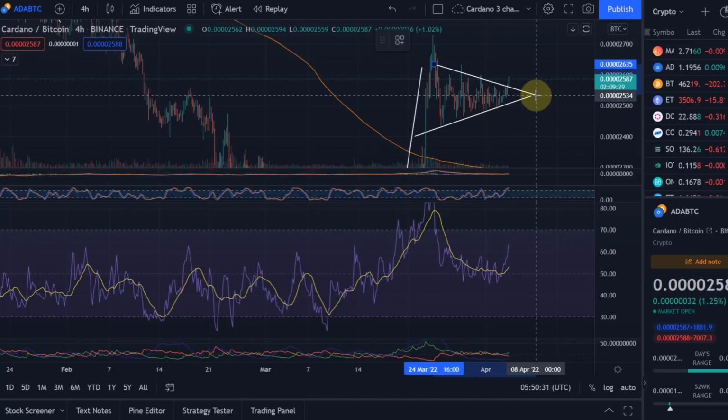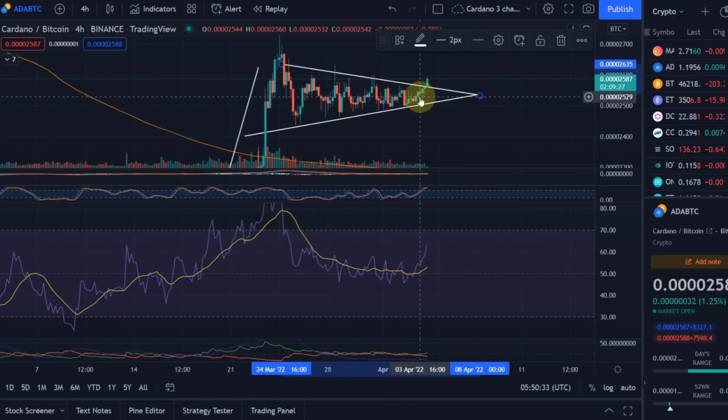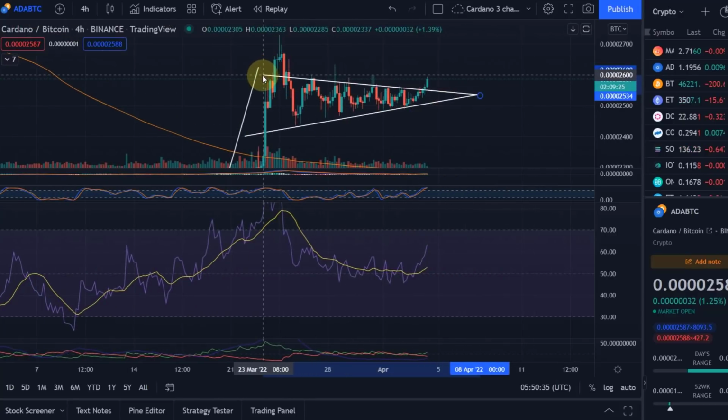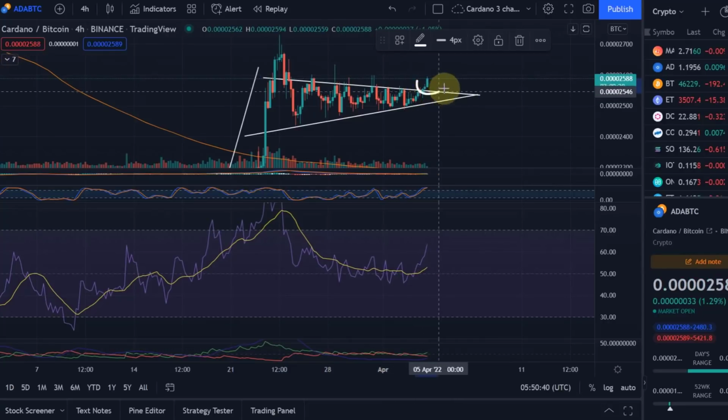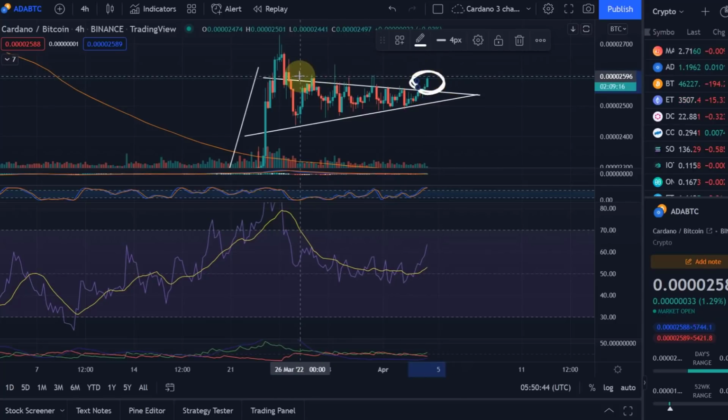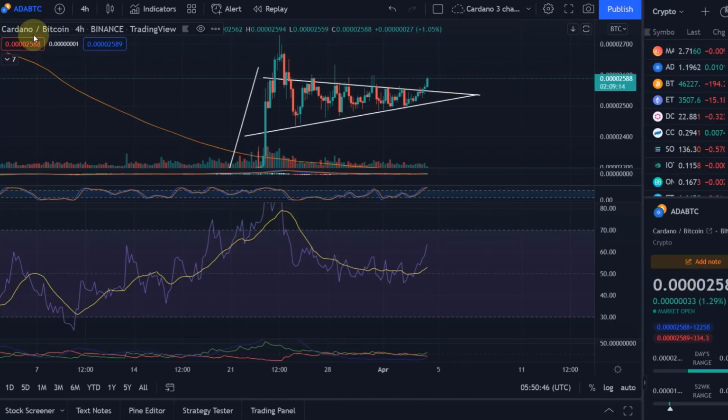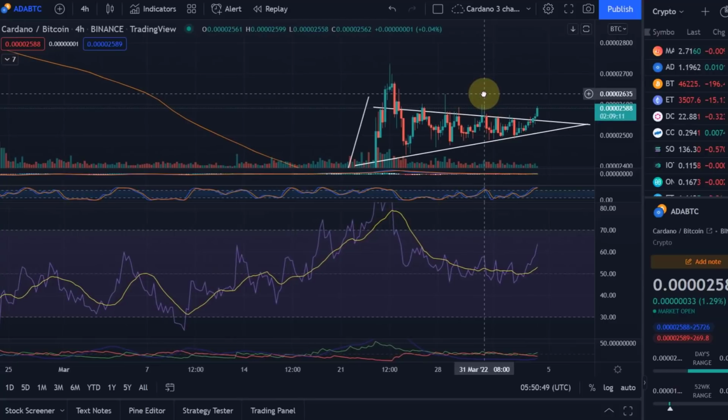And again, there are a few ways of drawing this, but if I draw it like that, and I just try to find as many touch points as possible, we can see that the price has broken out. And that is big news. That also indicates why ADA is currently doing quite well compared to Bitcoin, because Bitcoin dropped a little bit, while ADA is actually holding a little bit better.